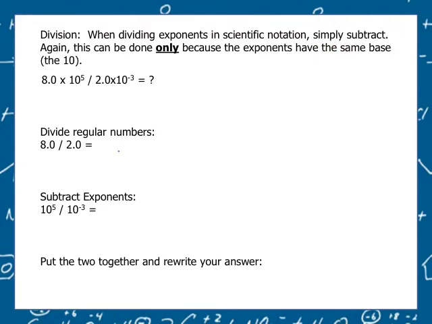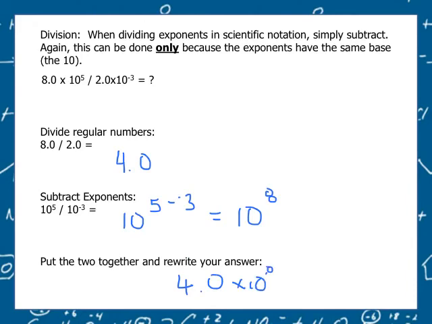8 divided by 2 is 4. Subtract my exponents. 10 to the 5th divided by 10 to the 3rd equals 10 to the 5 minus a negative 3. I gotta work the negative exponents in there so you don't get slipped up. 5 minus a negative 3 is 8. We put the 2 together and we get 4.0 times 10 to the 8th.